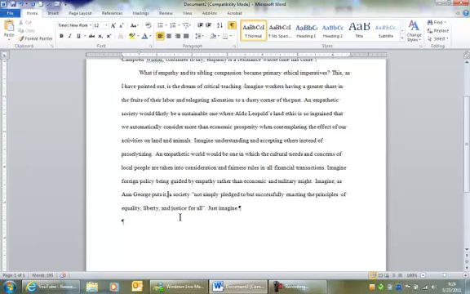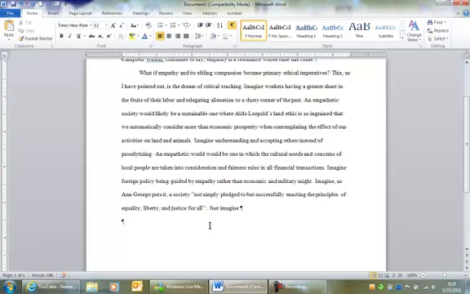Okay, now I've mentioned Anne George in the sentence, so I don't want to repeat her name at the end because that would be redundant. In other words, it would be both here and here. We don't need that much information.